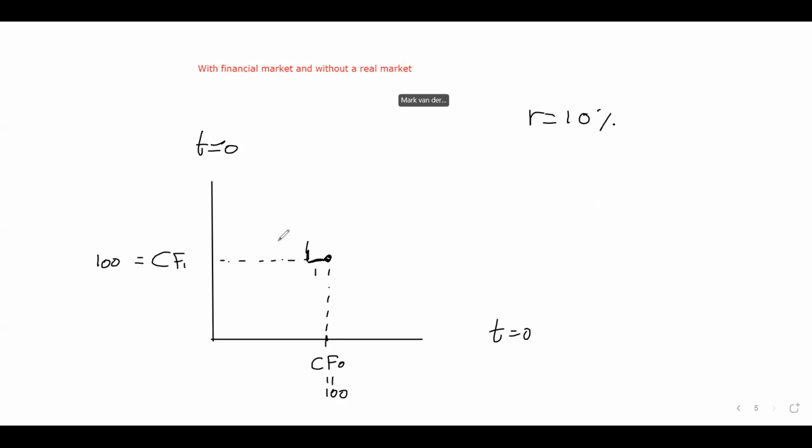Yes, by 1.1 euro. So you save 1 euro, then you get 1.1 euro in return. And now if I take that to the extreme, what is the maximum amount I can consume next year? So I save this whole 100 euro. Then I get 10% interest on that. And on top of that, I have an income of 100 euro.